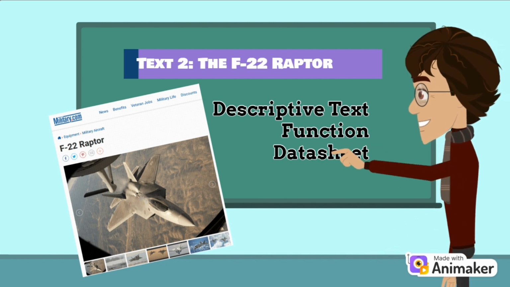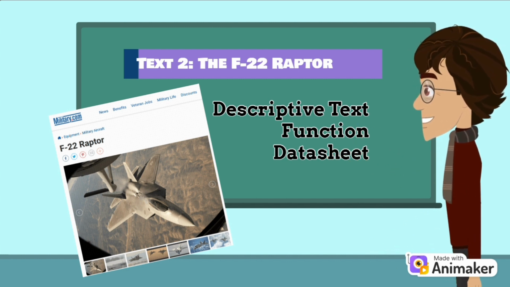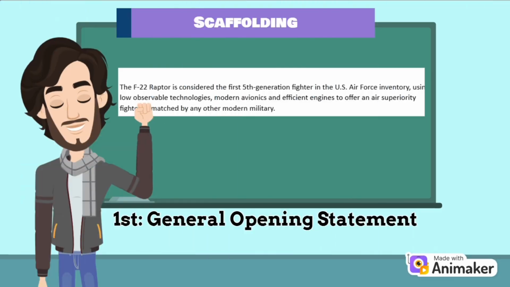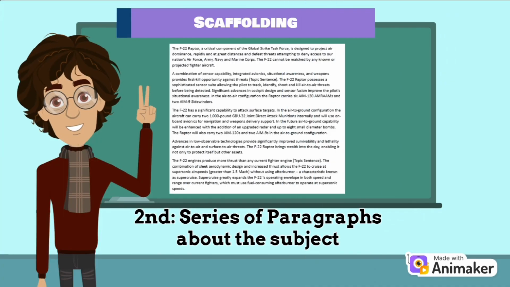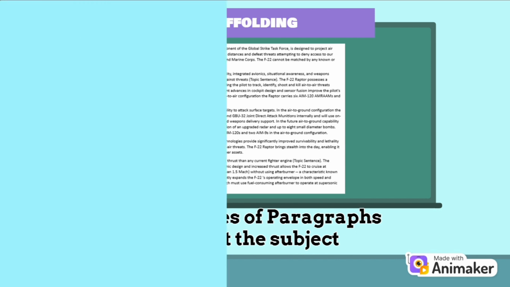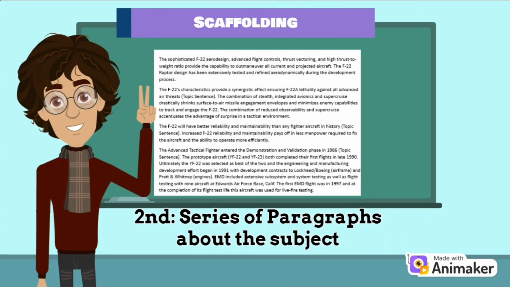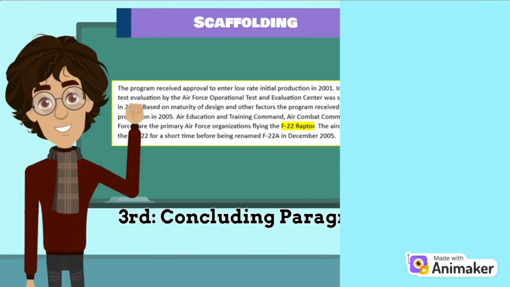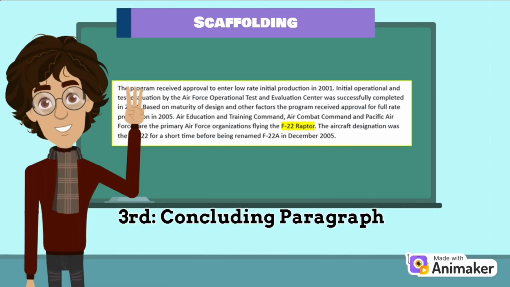Descriptive texts present more technical, objective information. A descriptive text possesses a general opening statement on the first paragraph. In this case being, the F-22 Raptor is considered the first fifth-generation fighter in the U.S. Air Force inventory. Series of paragraphs about the subject. The following series of paragraphs about the subject provide information about the role, characteristics, and capabilities of the item who is the subject of the text. Concluding paragraph. Generally optional, provides a closure and extra bits of information about the subject of the text.